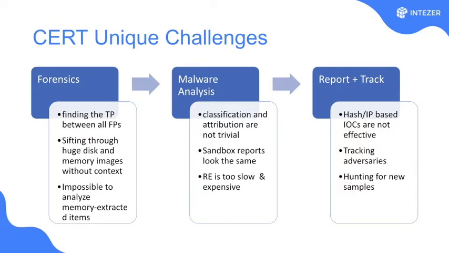Now, even once you analyze the file and you know that it's malicious, now you want to block it and track it. Doing it based on IOCs like hash or IP is not the best way to do so, since they're not that effective. For the attackers, it's easy to just change the hash of the file or create another C2 server. Moreover, tracking adversaries and hunting for new samples is not an easy task. And this is part of the things that government CERTs should do on a daily basis.